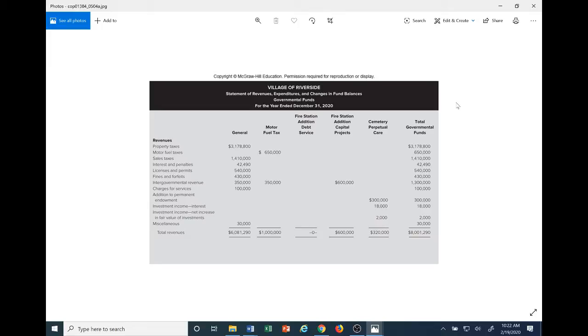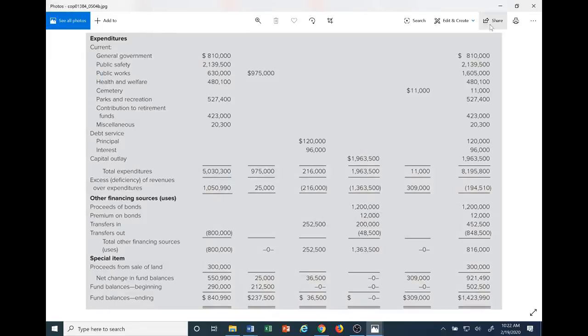And so that's why we still have the fire station additional capital projects, right? And the way I knew that was a capital projects fund is because look at the transfers out. What are the transfers out right here, if you recall? What do we do in capital projects funds? What do we transfer out of that? Remember, we sent it to the debt service fund.